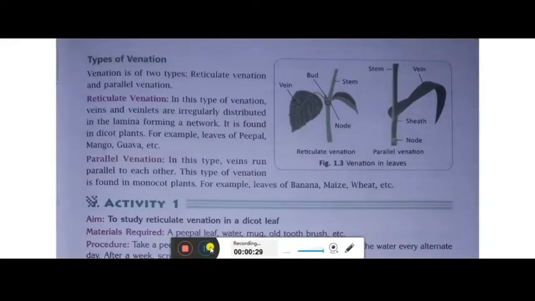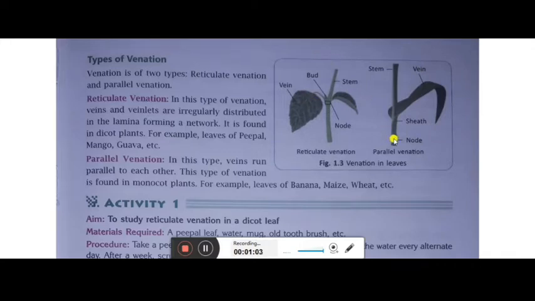Now children, here you see that in this book the type of venation is given. What exactly is venation? It is the distribution of veins and the veinlets in the lamina part of the leaf. So venation is of two types. First is the reticulate venation and another is the parallel venation. This is called the reticulate venation. Why? Because here the veins and the veinlets are distributed irregularly into the lamina part of the leaf.